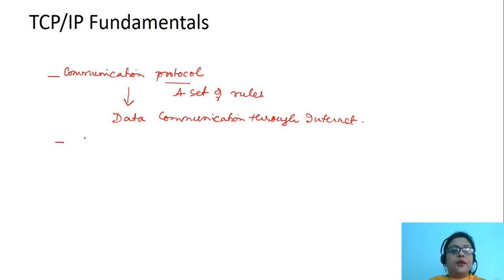Now, the name TCP IP comes from the two fundamental protocols that are used in the TCP IP Protocol Suite, and this is TCP and IP. TCP is Transmission Control Protocol, and it is mostly responsible for communication. IP is Internet Protocol, and it is mostly used for addressing.